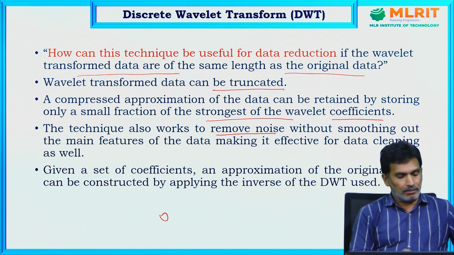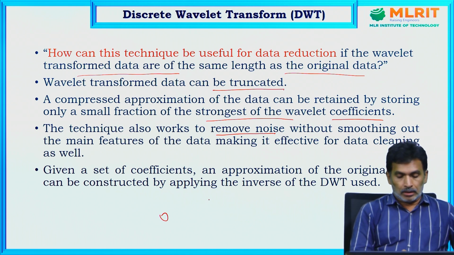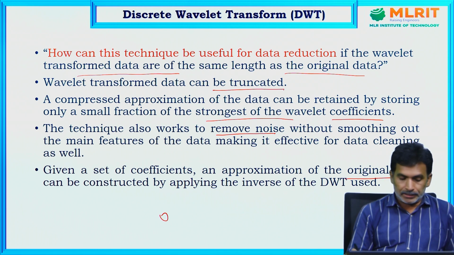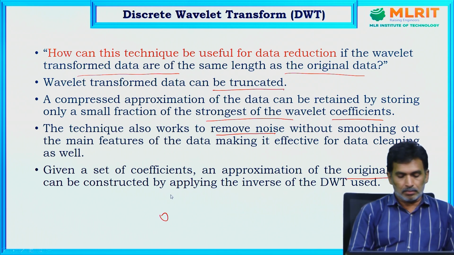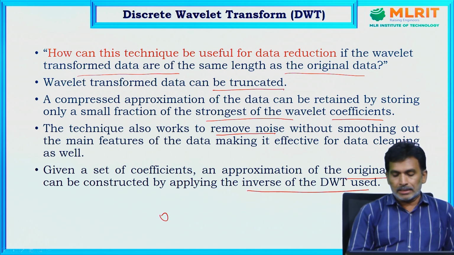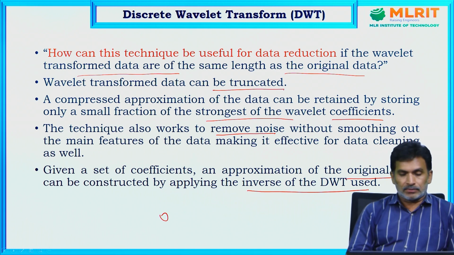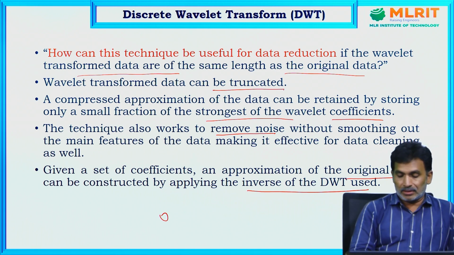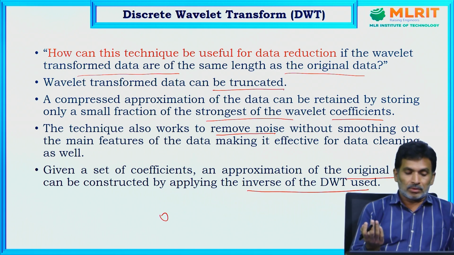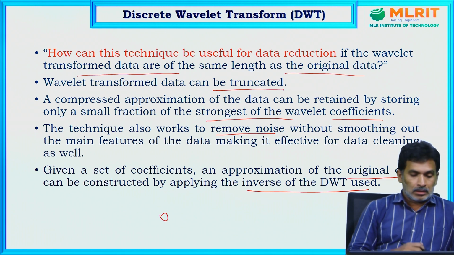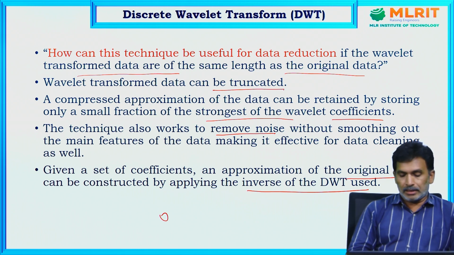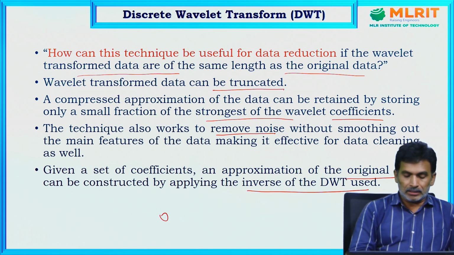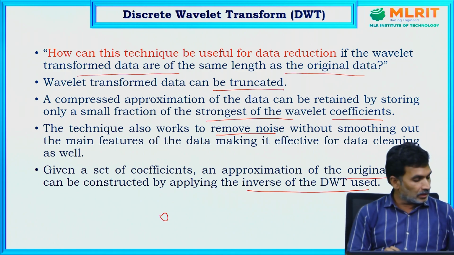From a given set of coefficients, an approximation of the original data can be constructed by applying the inverse of the discrete wavelet transform. So we apply the discrete wavelet transform to transform the data set, and then we get it back by applying the inverse of the applied discrete wavelet transform.